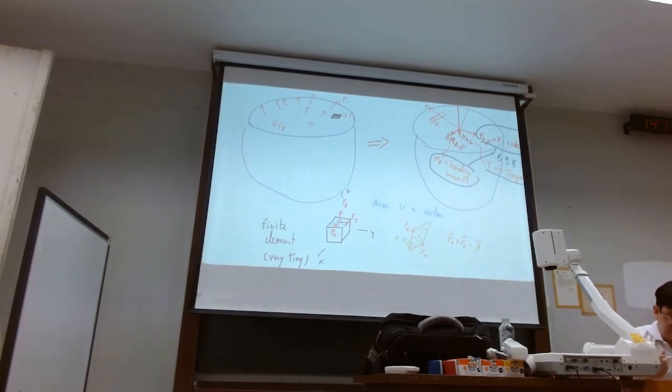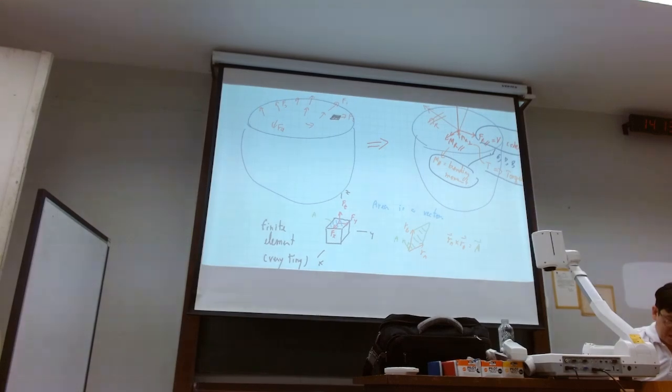Since area is a vector, this is going to be area in the Z on the top surface. This is going to be area in the Y. This is going to be area in the X. The direction of the area is perpendicular to the surface, coming out of the surface itself.